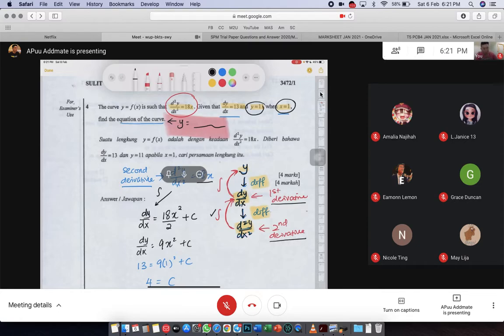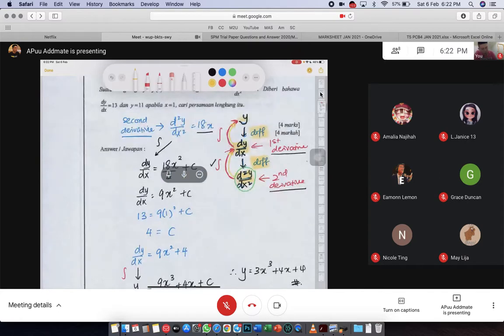But then, this question kan, dia bagi benda yang bawah ni. They give you d square y over dx square. So, bila kamu nak dapatkan y tu, maksudnya you kena go backwards. You have to actually go backwards, means that you have to move up. You kena naik atas. So, when you move up, that's when you have integration. So, from d square y over dx square, integrate dapatlah dy dx. From dy dx, integrate dapatlah y. So, itu yang cikgu buat sekarang.